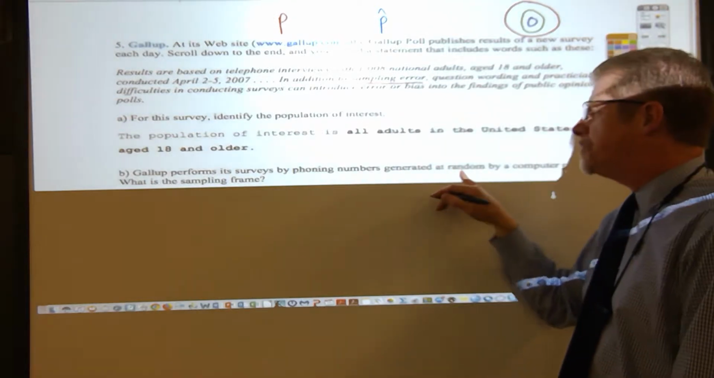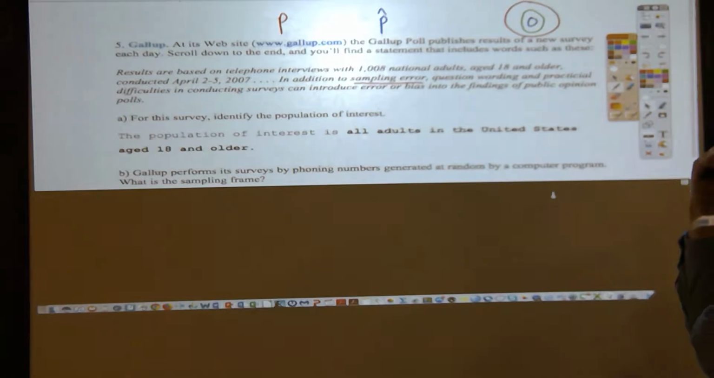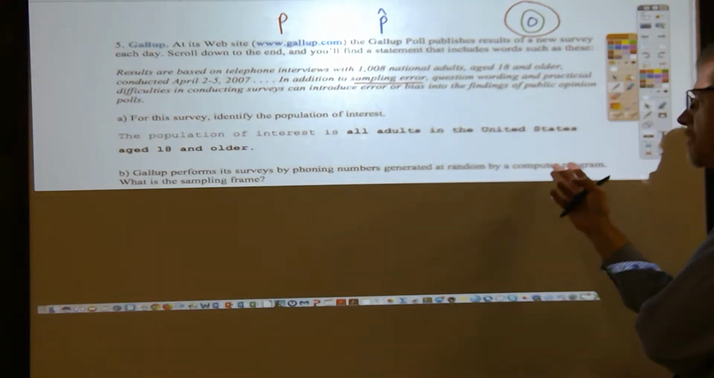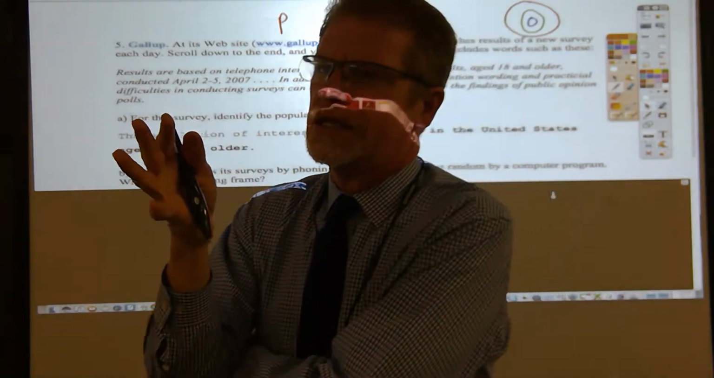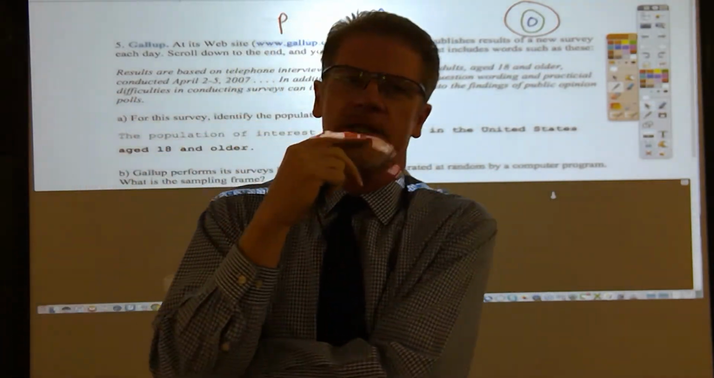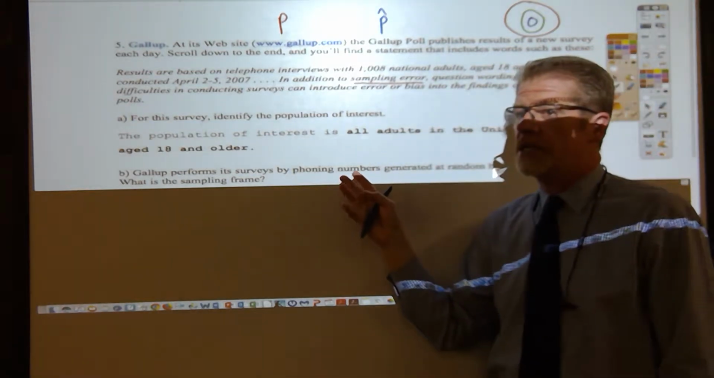But they didn't use a phone book. Their sampling frame was numbers generated at random by a computer program. They might have programmed it to pick only the area codes that actually exist in the United States. That's a pretty good way to get a representative sample.